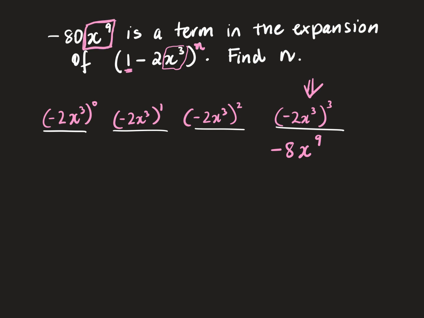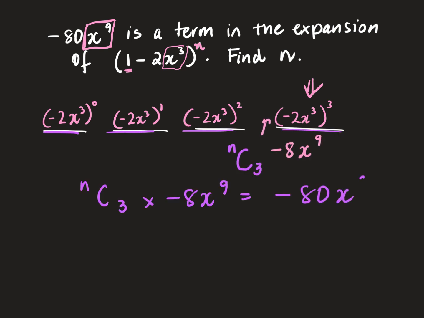So remember, there is still some coefficient to put in. And that coefficient is going to be n choose 0, 1, 2, 3. So it's going to be n choose 3 times negative 8x to the power of 9 equals negative 80x to the power of 9. Okay, I can get rid of those x terms. And then I can say n choose 3 equals negative 80 divided by negative 8. So n choose 3 is 80 divided by 8, which is 10.